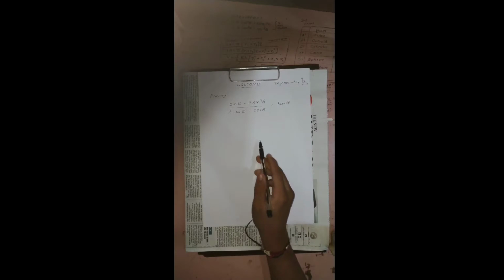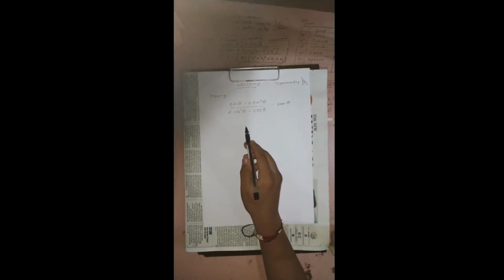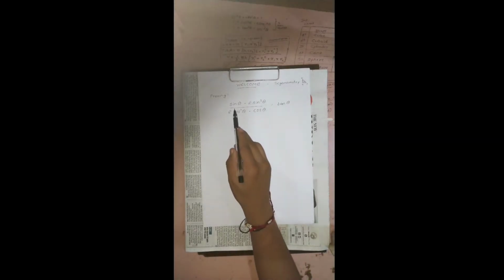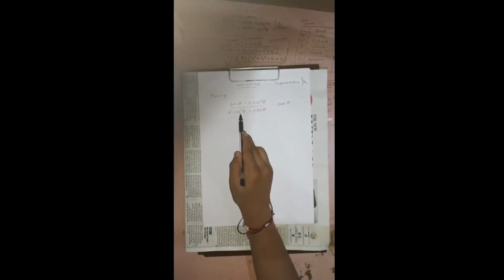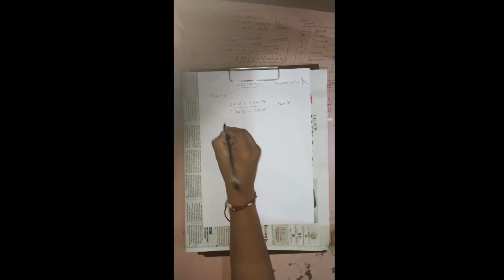Okay, I hope you have learned the trigonometric basics. So here we are dealing with (sin theta minus 2 sin cube theta) divided by (2 cos cube theta minus cos theta) equal to tan theta. This we have to prove. Okay, first let me write it down.